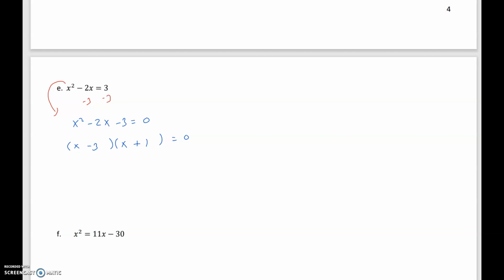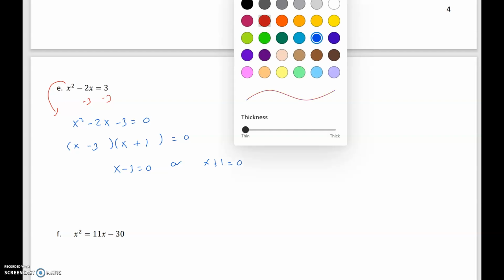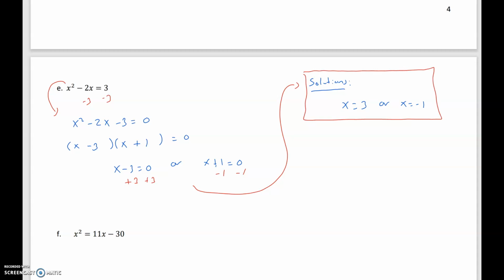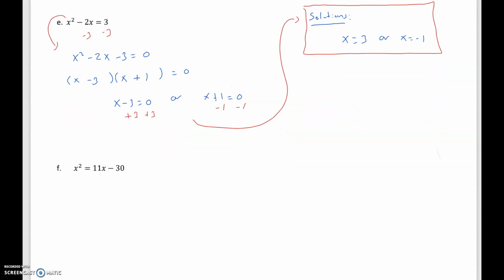So by the zero factor property, at this point we have that x minus 3 is equal to 0, or x plus 1 is equal to 0. And then here, we can actually solve it by adding the 3 and subtracting the 1. So we're going to conclude that the solutions are x is equal to 3 or x is equal to negative 1. And not all problems are going to factor, but this particular one factors, and we end up with those two numbers as solutions. That's it for problem E. Let's move on into problem F.